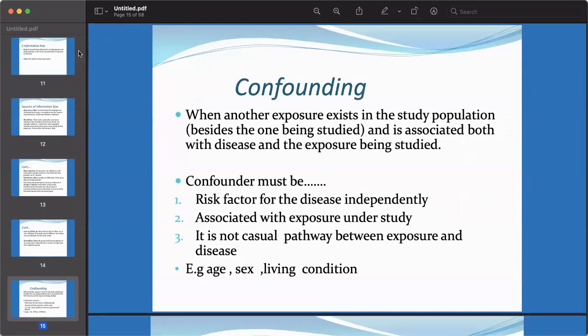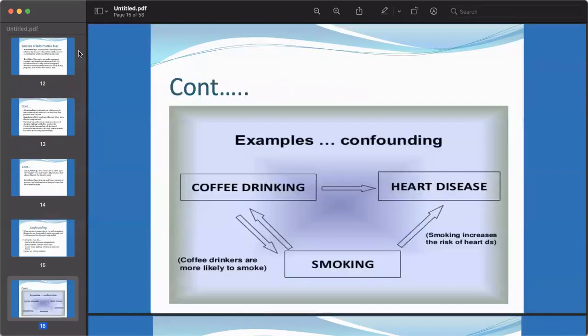Confounding. Another exposure exists in the study population besides the one being studied and is associated both with the disease and the exposure being studied. Confounders must be risk factors for the disease, independently associated with the exposure under study. It is not on the causal pathway between exposure and disease. For example, age, sex, living condition.